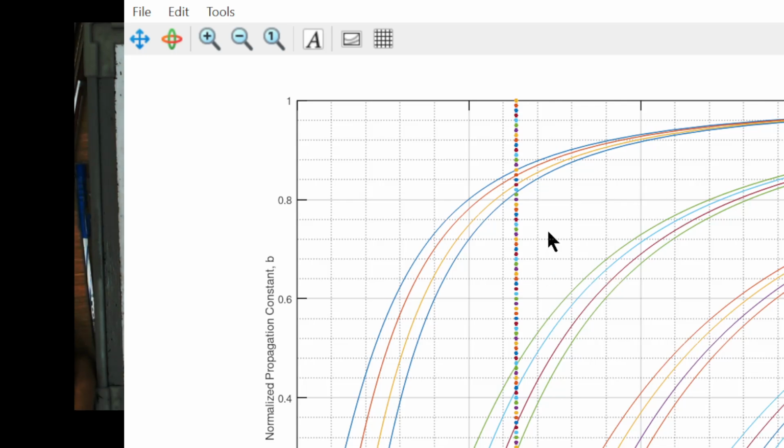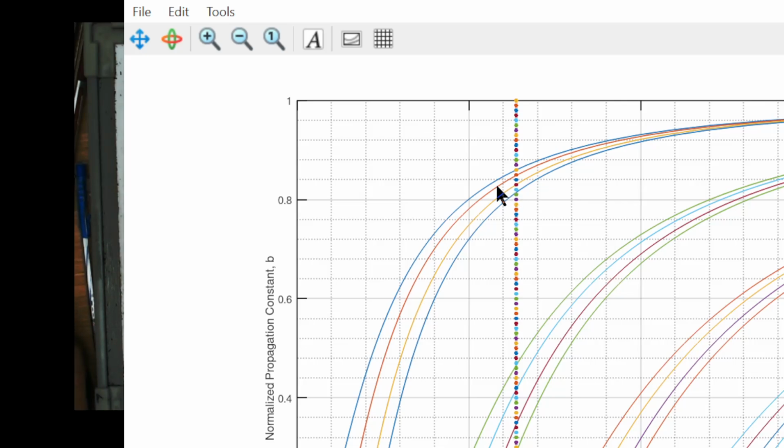The vertical line here represents V equals to 6.32, which is the value we have calculated for part A of the question. The horizontal axis is V, normalized frequency. The vertical axis is B, the so-called normalized propagation constant.